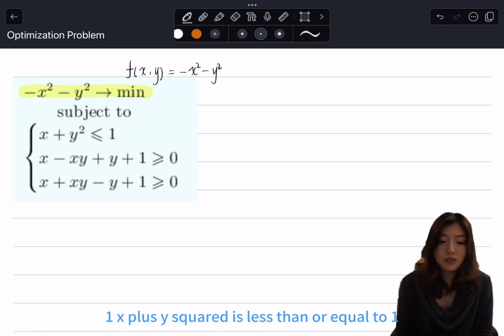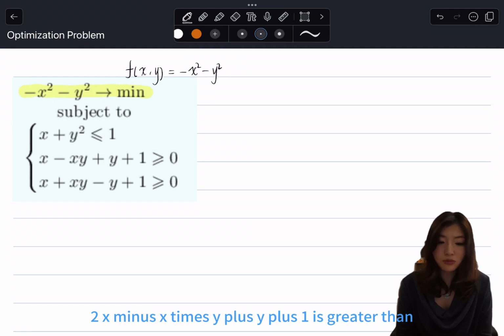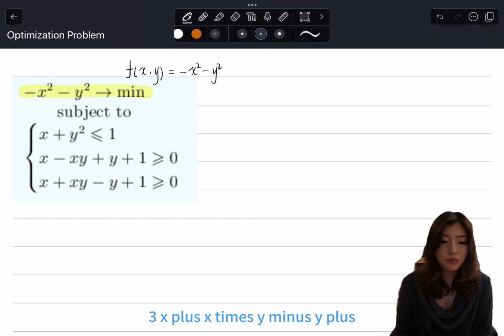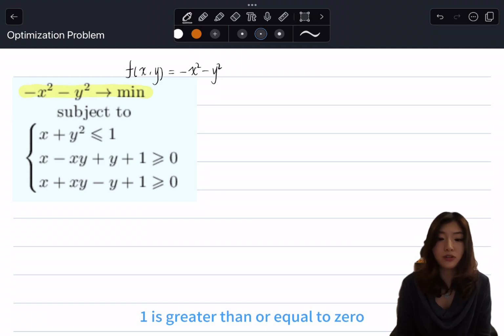1. X plus y squared is less than or equal to 1. 2. X minus x times y plus 1 is greater than or equal to 0. 3. X plus x times y minus y plus 1 is greater than or equal to 0.